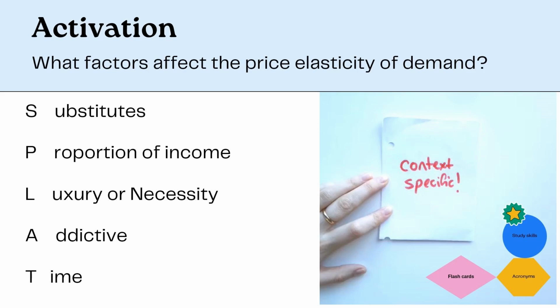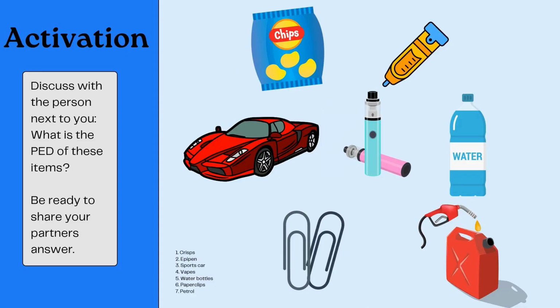Another way to consider the factor of time would be, is the question asking you over the short run or the long run? Are we thinking about an instantaneous change, or are they asking for the PED over a significant amount of time when there are no fixed factors of production? Get ready to pause the video. What is the PED likely to be for these items on the screen?